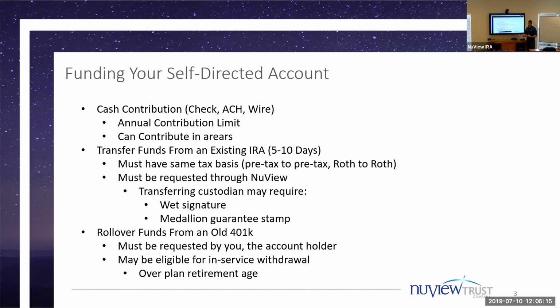Cash contributions can come in the form of check, wire, ACH. That's all pretty straightforward. Understand that there are annual contribution limits, right? So you can only contribute what you're statutorily allowed to. The second thing to be mindful of is you can contribute in arrears. So typically you have up till the tax filing deadline of the following year to contribute for the previous year, which is a real nice treat.